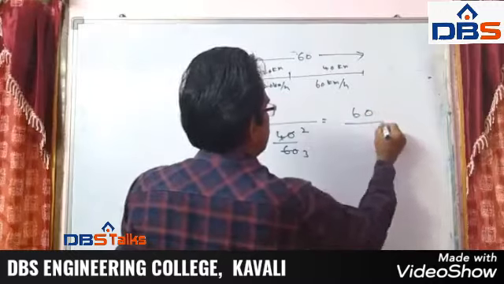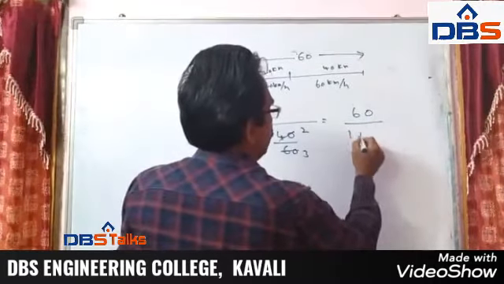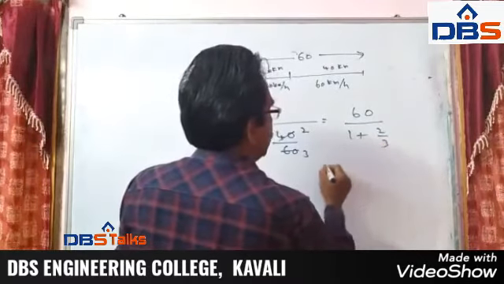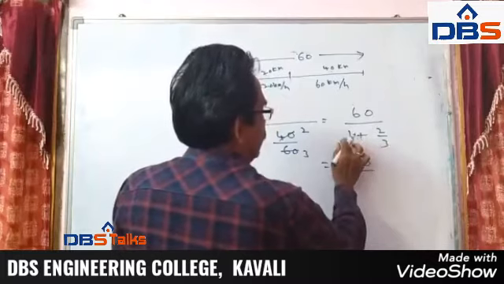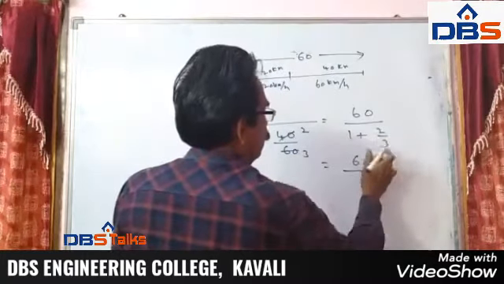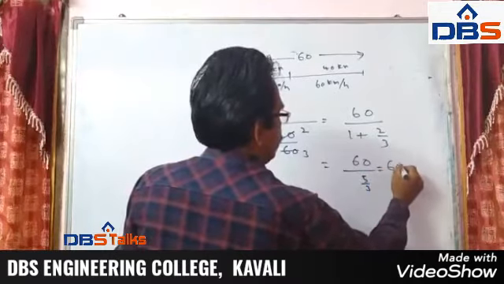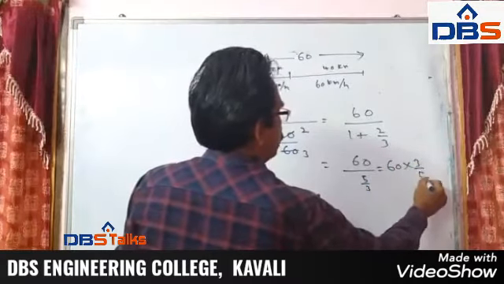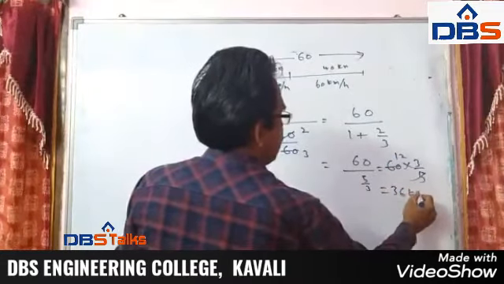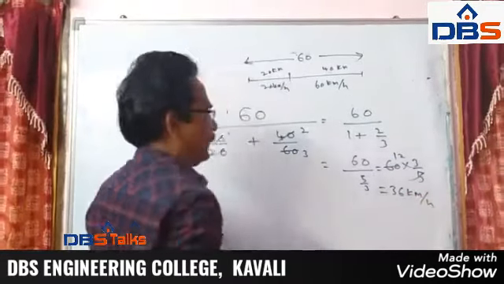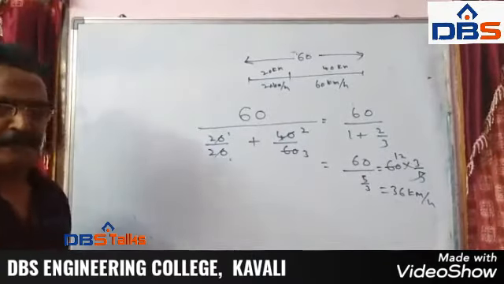So 60 by 1 plus 2 by 3, that is equal to 60 by 3 plus 2 by 3, that is 5 by 3. That is equal to 60 into 3 by 5, 5 12s, 12 3s, 36 kmph, friends. The average speed of the car is 36 kmph.